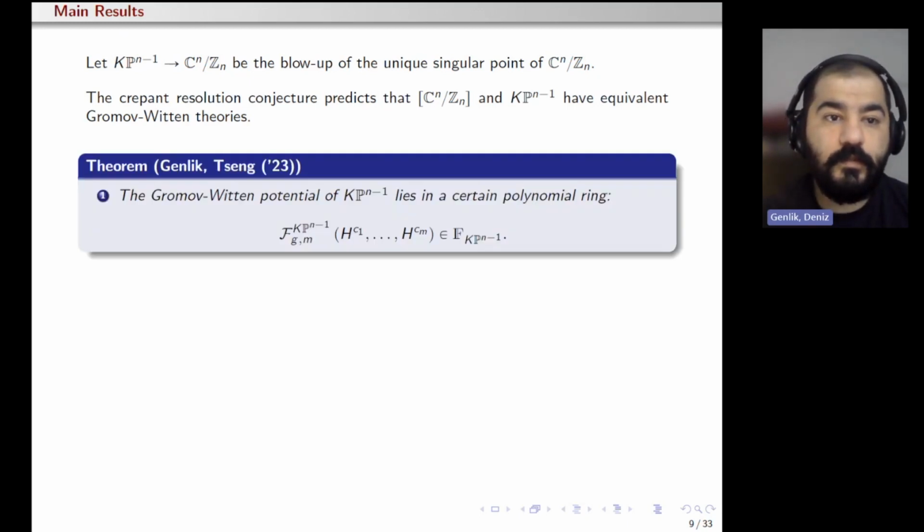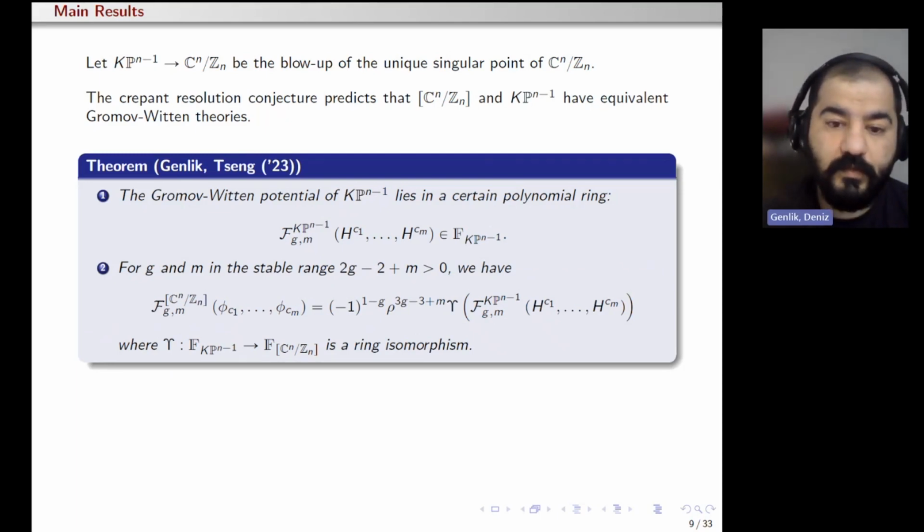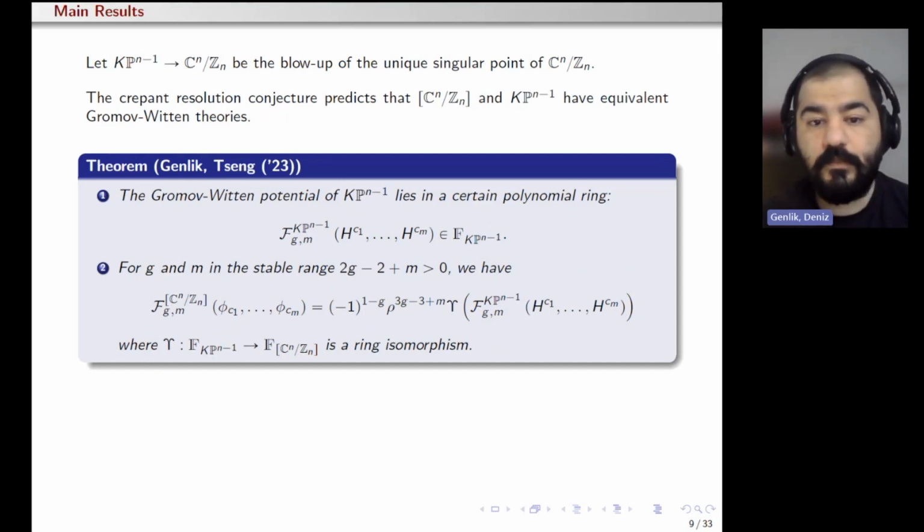In the main result of the second paper, we again showed a polynomiality result. We showed that this also lies in a polynomial ring, and then we had another polynomial ring for C^n/Z_n. We established a ring isomorphism between these two rings, and we showed that this ring isomorphism, epsilon here, sends one potential to the other after some rescaling, where rho is some root of -1. So this is the second result. Basically, we showed that the Gromov-Witten theories of both targets are the same in some sense.